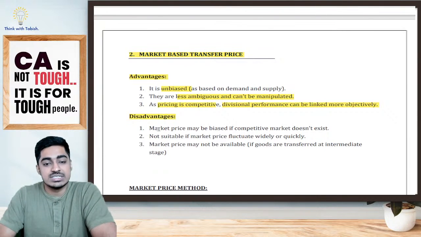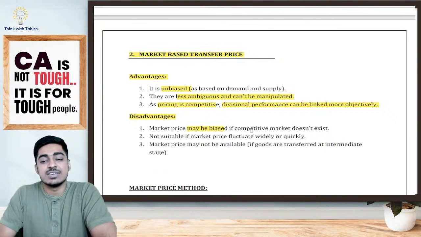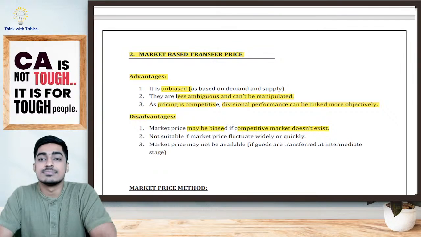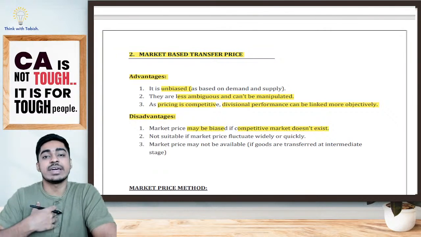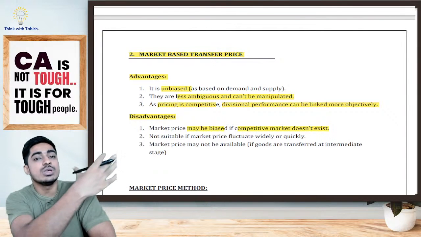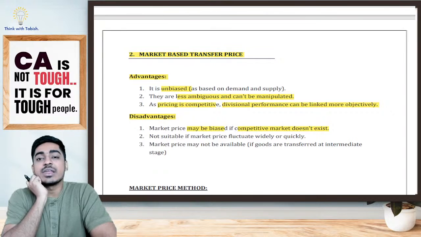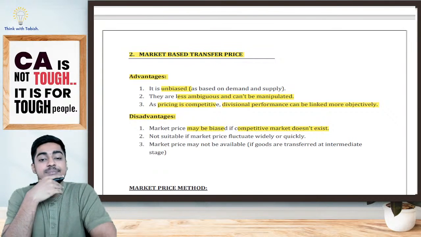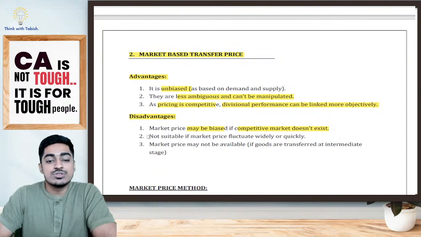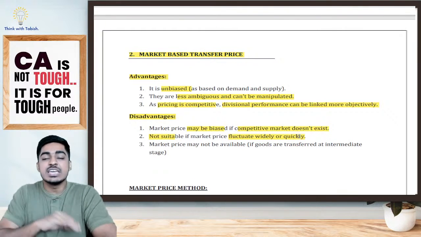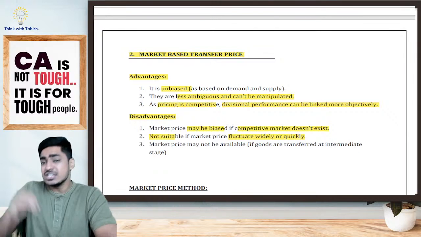What is the disadvantage? Market price may be biased if a competitive market doesn't exist. Suppose I'm selling goods for which a market doesn't exist. Then what do we do? The market price may be biased. Whatever I tell will be the market price. I'm selling it to him at 100 rupees, and that itself would be the market price because it is nowhere else available. Also, it is not suitable if market price is fluctuating widely or quickly. Market price keeps fluctuating every now and then, and there is a big difference.